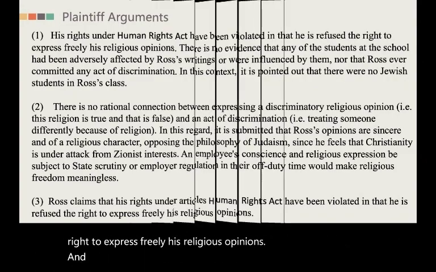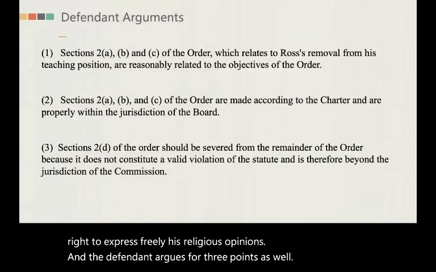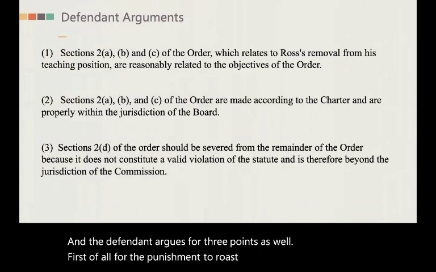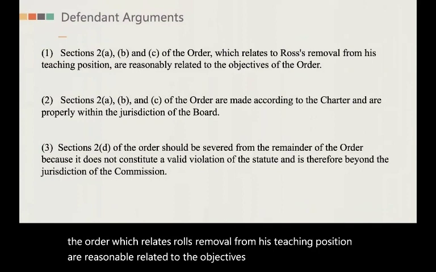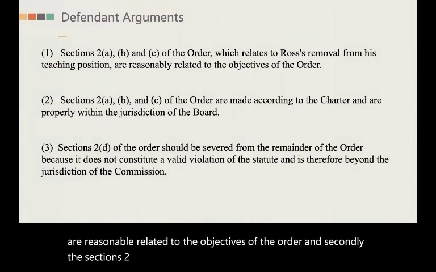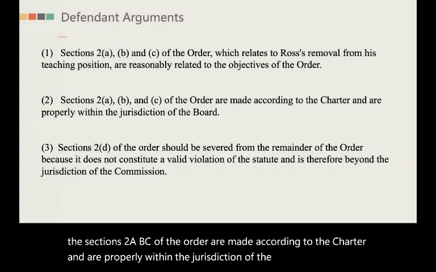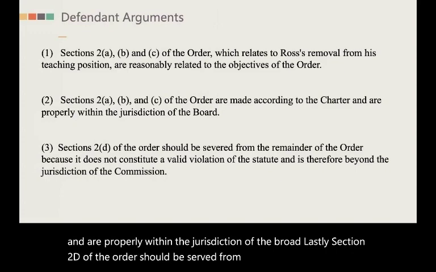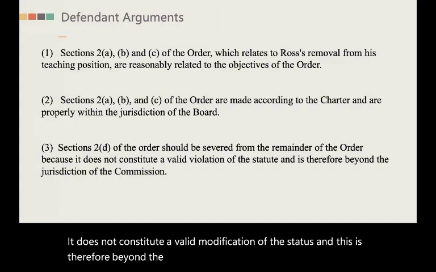And the defendant argues 3 points as well. First of all, for the punishment to Rose, sections 2A, B, and C of the order, which relate to Rose's removal from his teaching position, are reasonably related to the objectives of the order. And secondly, sections 2A, B, and C of the order are made according to the charter and are properly within the jurisdiction of the board. Lastly, section 2D of the order should be severed from the remainder of the order because it does not constitute a valid violation of the statute, and this is therefore beyond the jurisdiction of the commission.